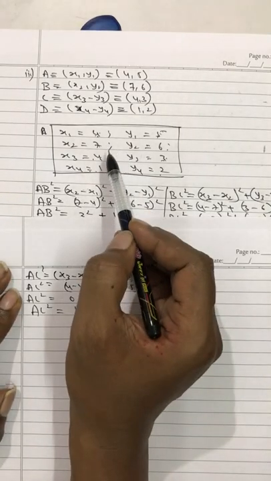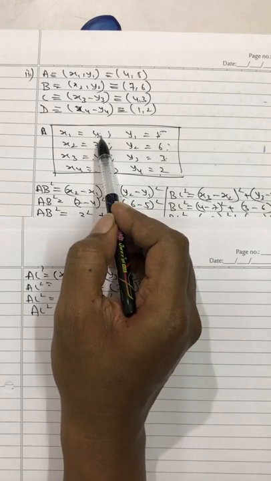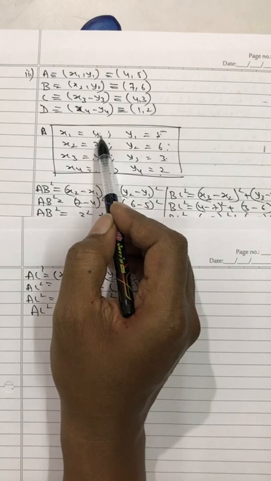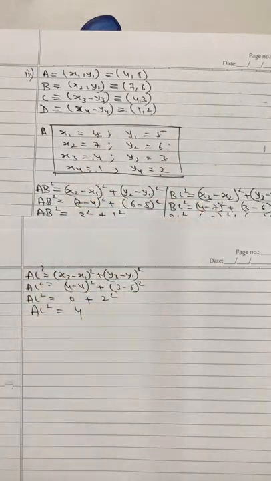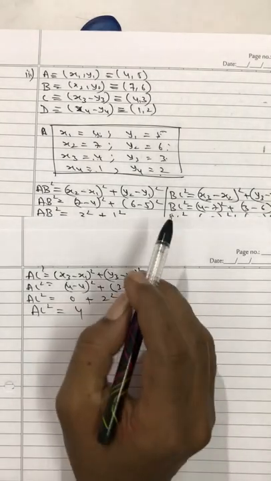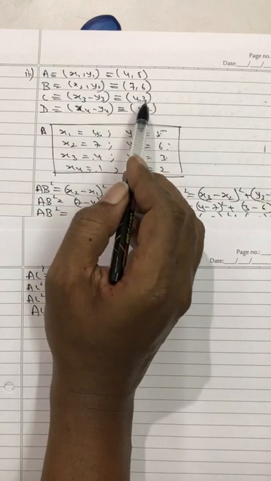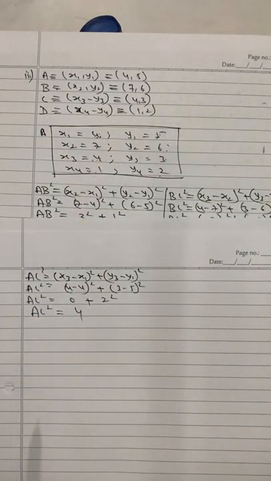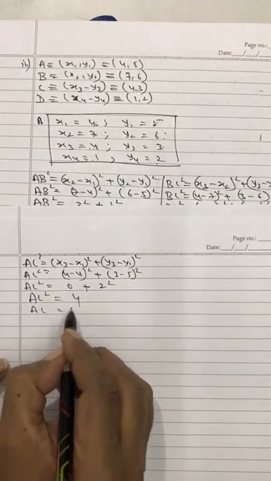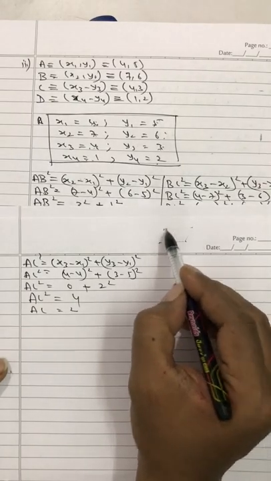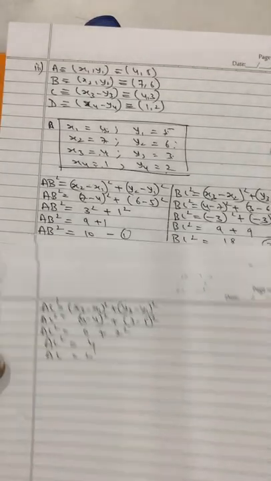AC is x3 minus x1, 4 minus 4, y3 minus y1, 3 minus 5. Am I doing something wrong? 4, 5, 7, 6. 4, 3, 1, 2. How can this be possible? A, B, C, D. AC only I have to find. It is right, x3 minus x1. And this is something different. AC square is equal to 4, AC is equal to 2, how can this be possible? This is not supposed to be right, some problem.